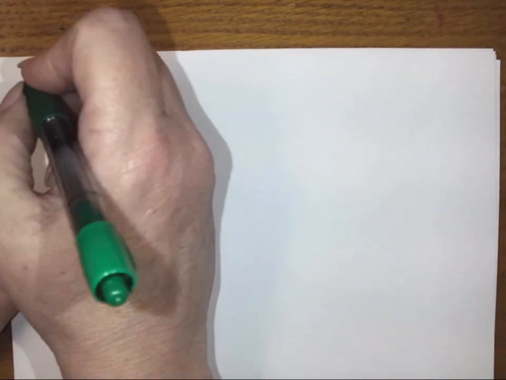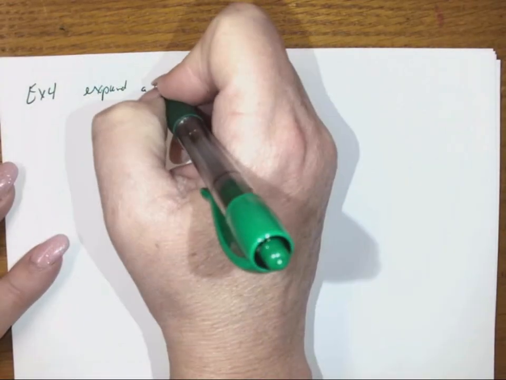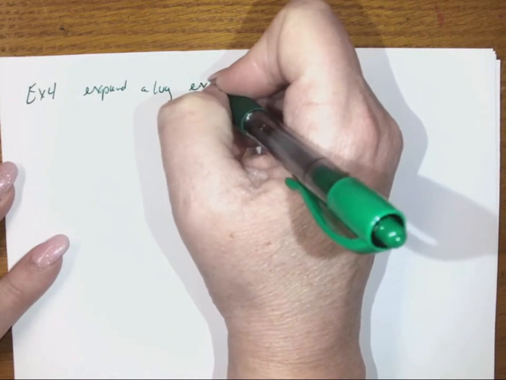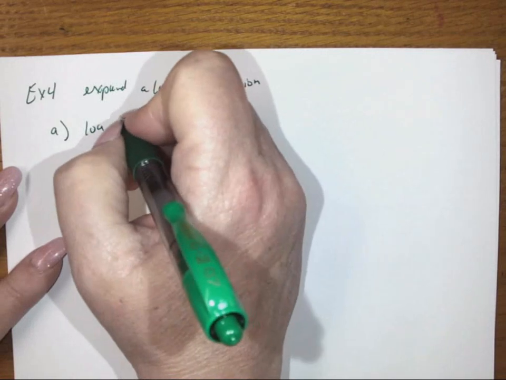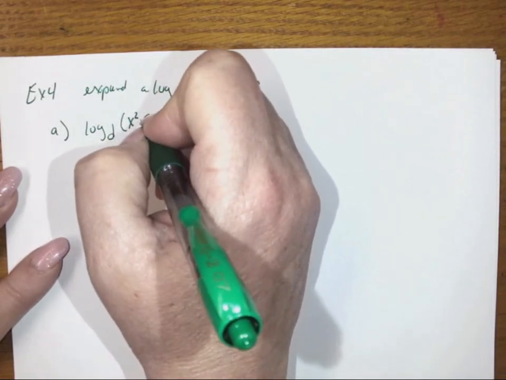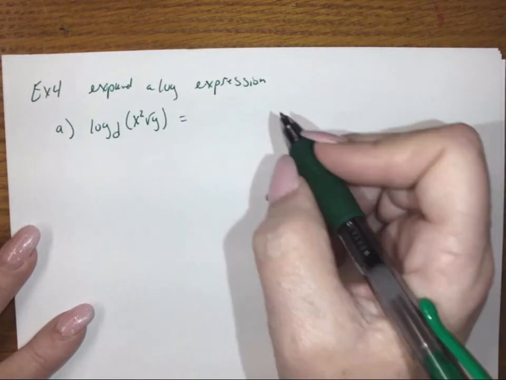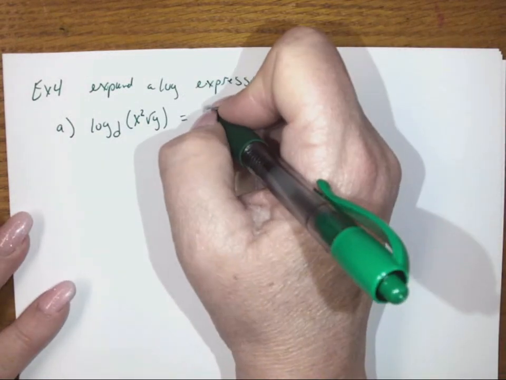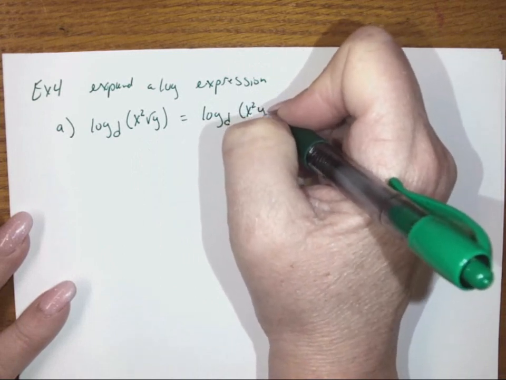All right, so let's go look at example 4. For example 4, we are going to expand a logarithmic expression, and we're going to use multiple properties on these. So for part A, we have the log base D of x squared times the square root of y. So the first thing we need to do is change that square root into the exponent of 1/2. So that'll become log base D of x squared y to the 1/2.